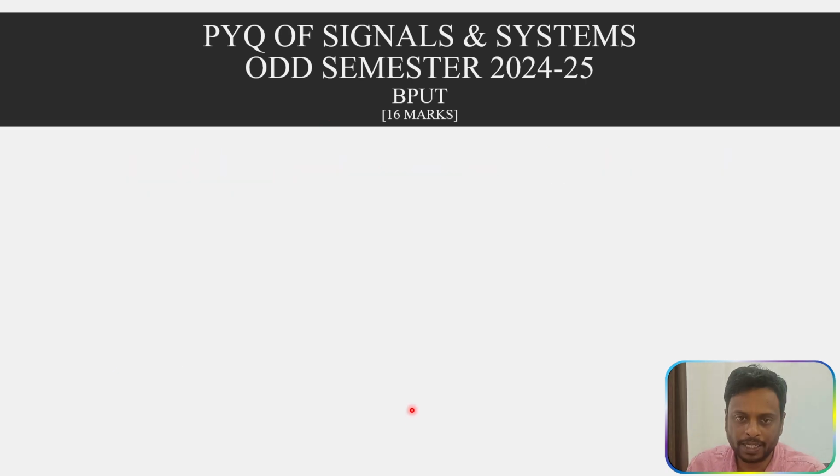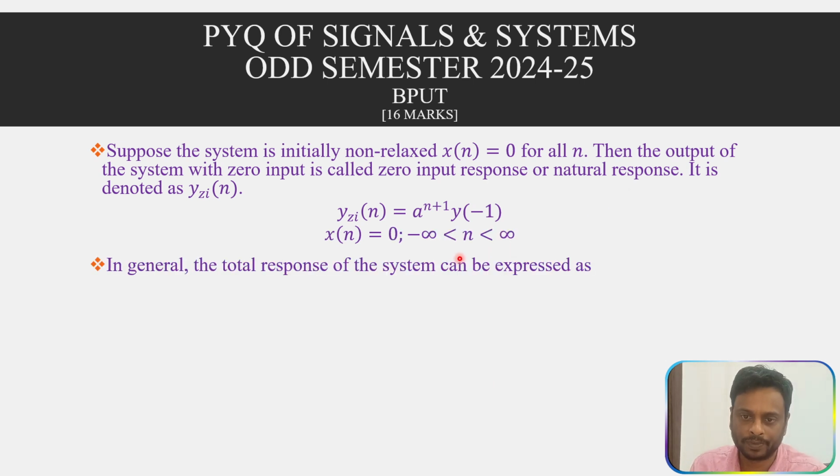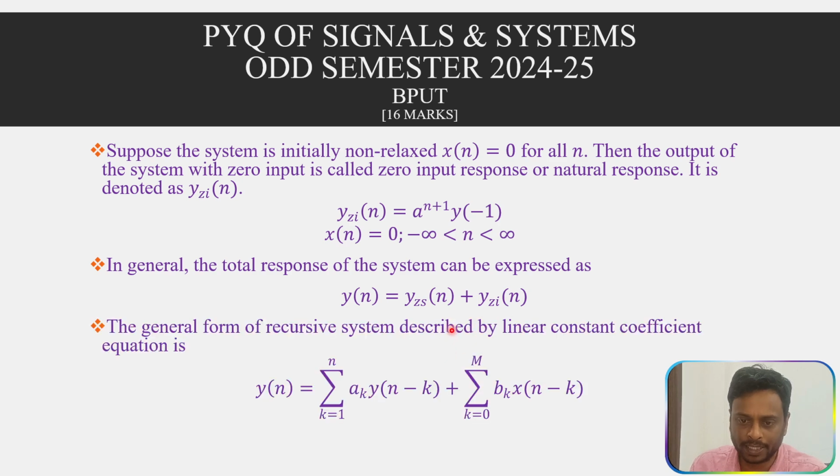Similarly, for a non-relaxed system, y of zi equal to a to the power n plus 1 into y of minus 1. This is called the zero input response or natural response of the system. So the total response is y of zs plus y of zi, the zero state response and zero input response. This is the general form of the LTI system, a linear constant coefficient equation.